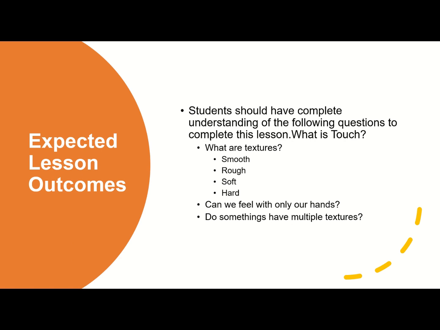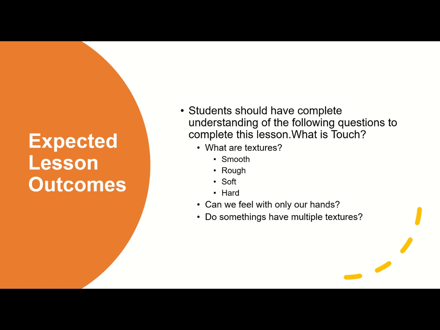Expected lesson outcomes. By the end of this lesson, children should have the understanding of the fifth sense, touch. They should be able to understand what touch is and how they feel things when they touch things. They should also understand textures. What are textures? What different textures do you feel when you touch things, such as soft, hard, rough, or smooth?